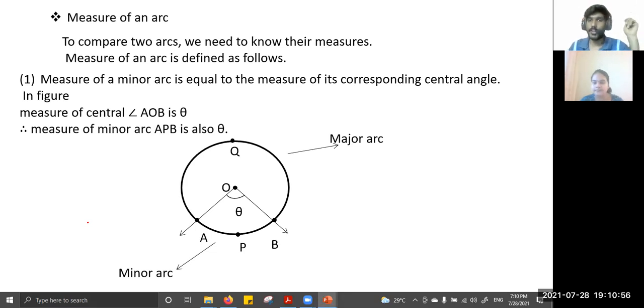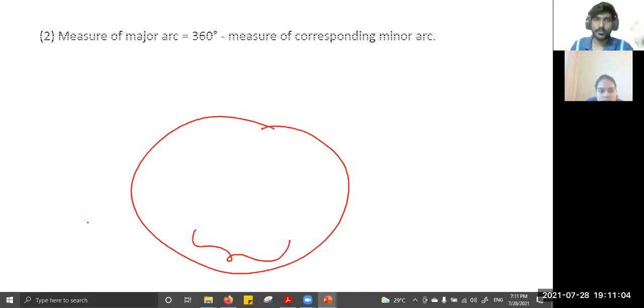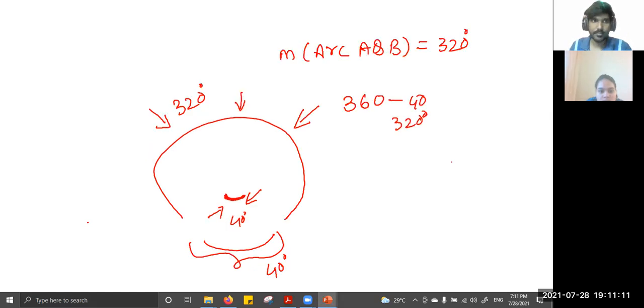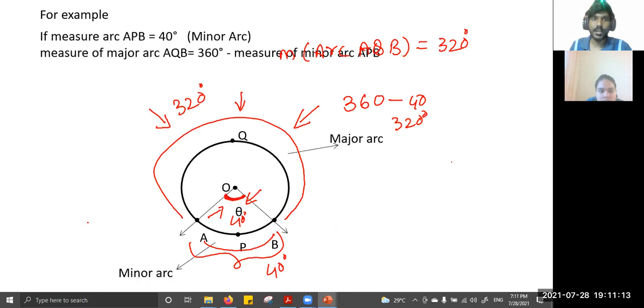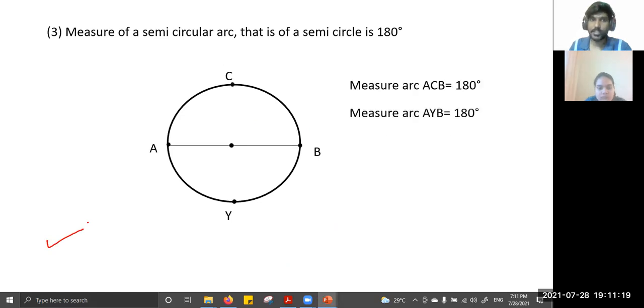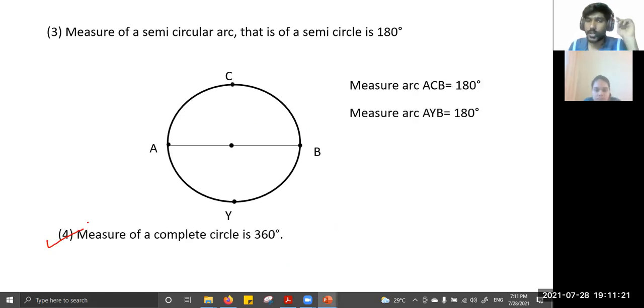Yeah. First point we did, the measure of the central angle and the arc in front of it, that is a minor arc, is the same. Second point we did, the measure of the major arc is 360 minus the measure of the minor arc. Third point we did, the measure of a semicircle is 180 degree. And lastly, the fourth point, the measure of a complete circle is 360 degree. Up to here, any doubts?